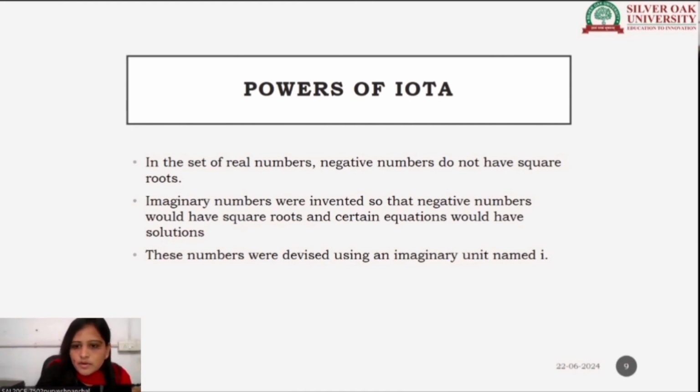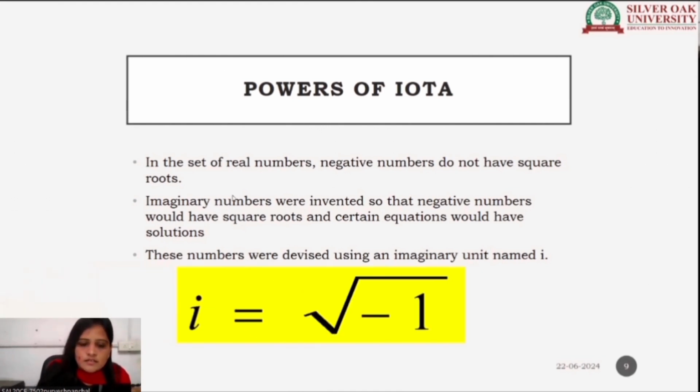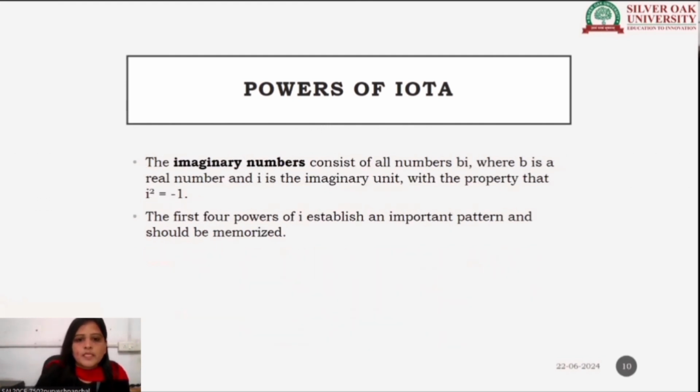An imaginary number is known as iota. So here i is equal to square root of minus 1. The imaginary numbers consist of all numbers bi, where b is a real number and i is the imaginary unit, with the property that i square is equal to minus 1. We have to remember that i square is equal to minus 1.